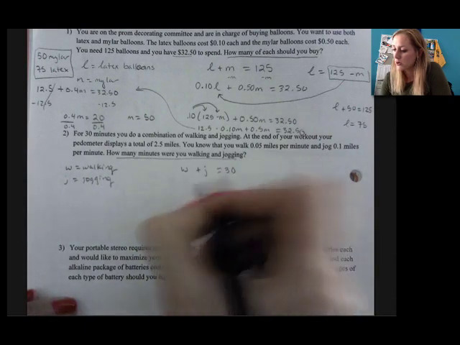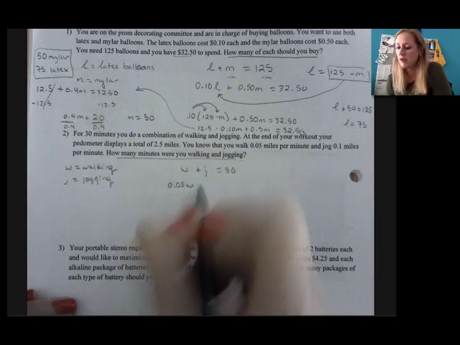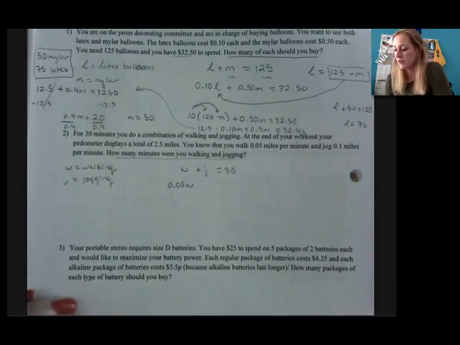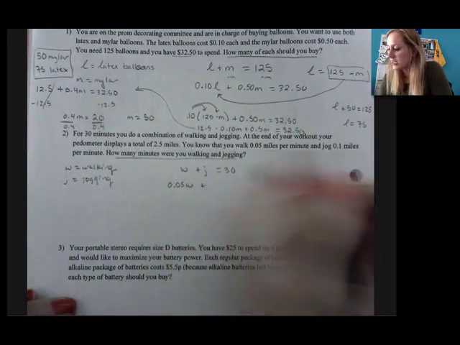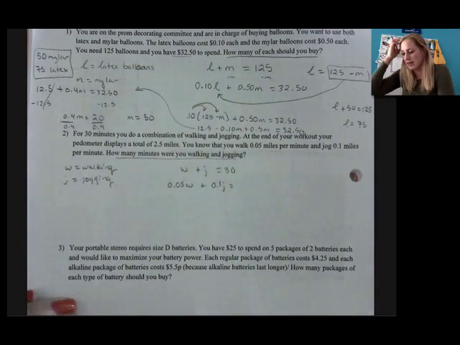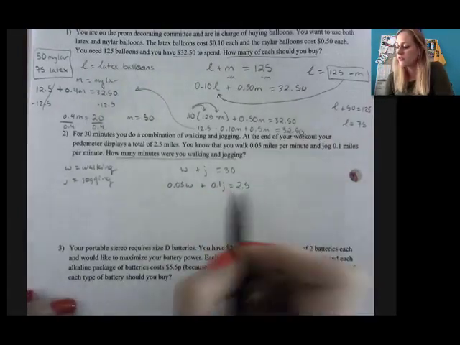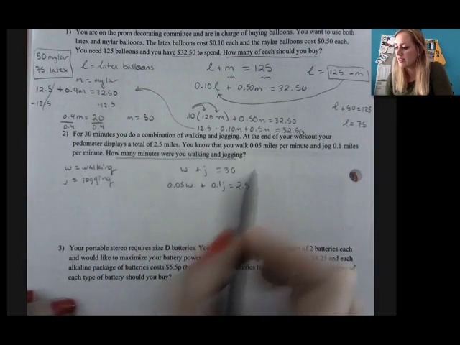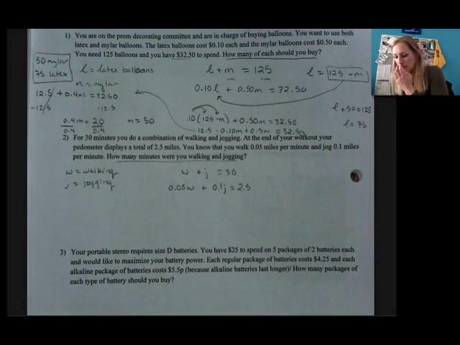Walking is 0.05 miles per minute. So if I multiply that by the number of minutes walked, that would tell me how far. Same with jogging. This is 0.1 miles per minute, and that is equal to 2.5 miles. So this involves the distance, and this involves the time, correlating those two pieces together.